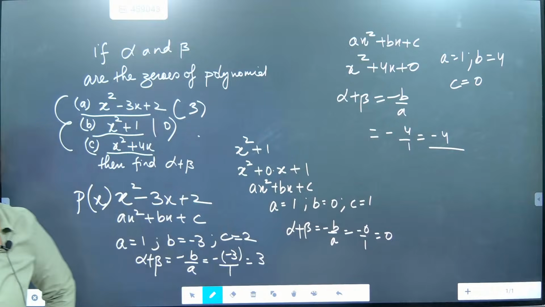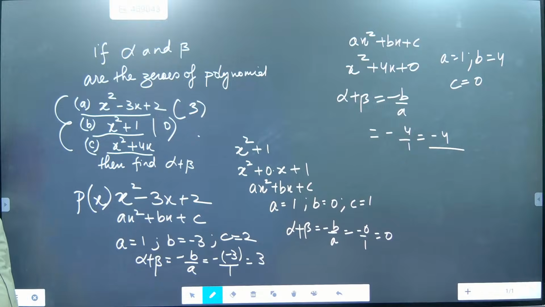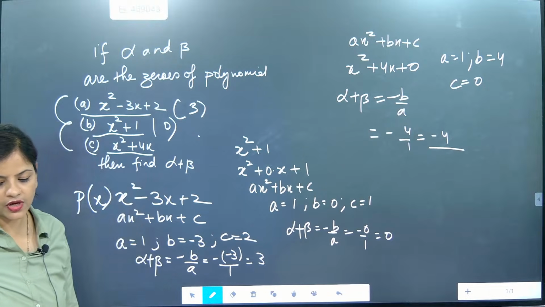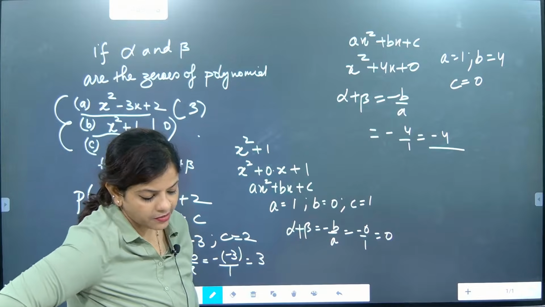Mahalakshmi, 4 is not the answer. Minus 4 will be the answer. The third answer is coming as minus 4. So this is the second part. Okay, very good. The third answer is minus 4.